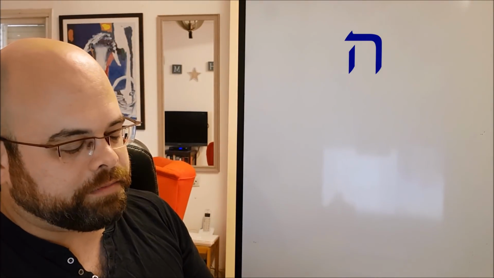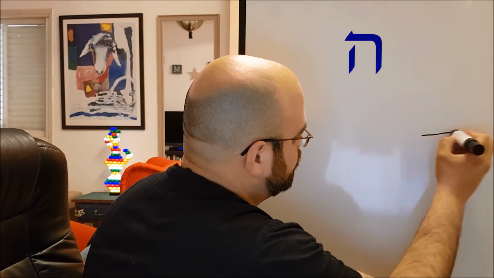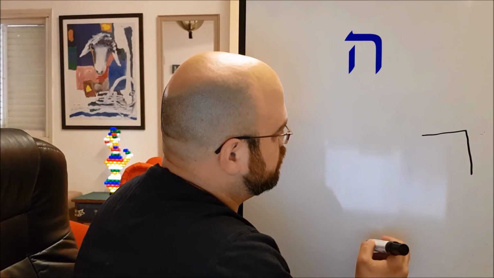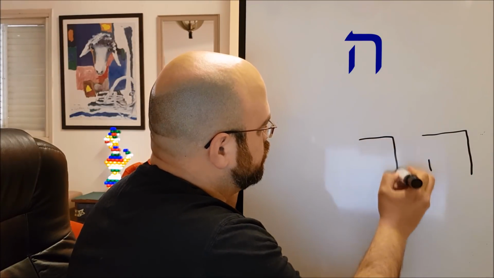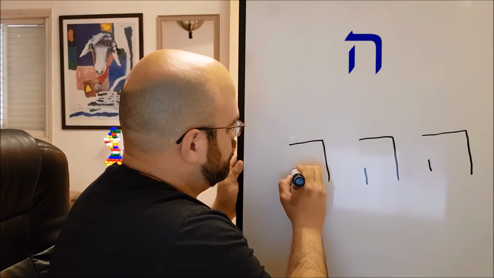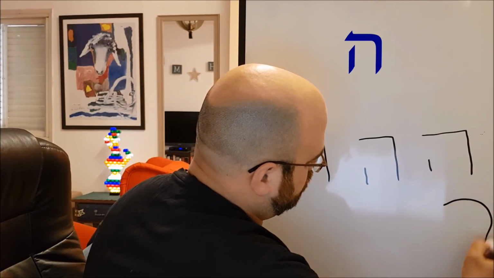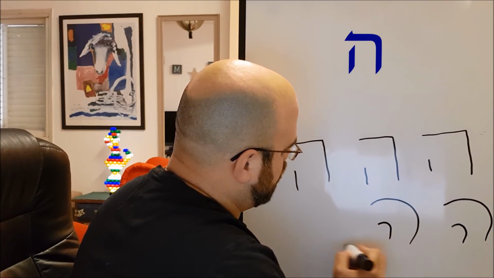Now let's learn how to write it first. Okay, so it goes like this. You see, it's like half a square, and this line, like an open square, and the handwritten version, more rounded lines.